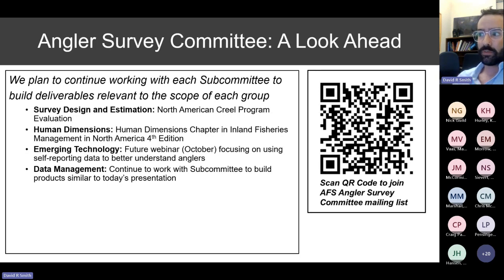And also, as we're conducting that North American creel program evaluation, we're also trying to learn more about the data management process that is conducted by different agencies. So there's definitely a component of that evaluation that is relevant to this subcommittee as well.